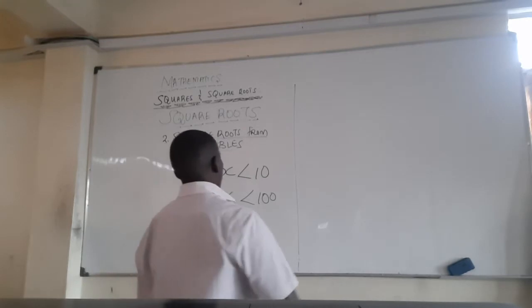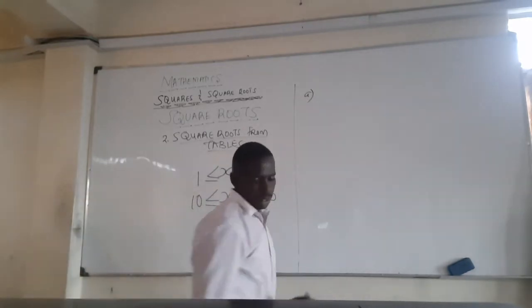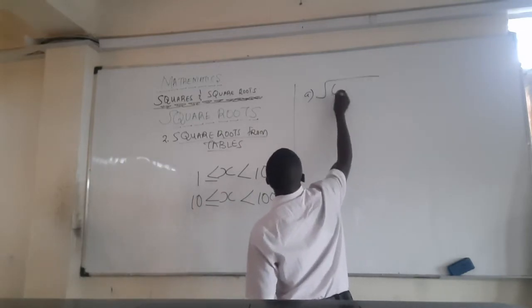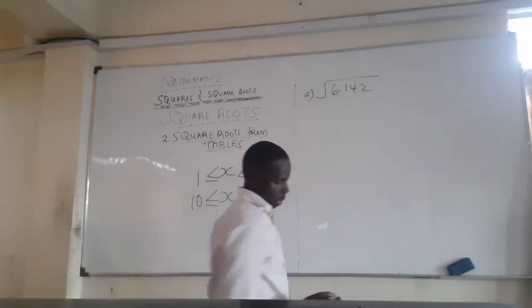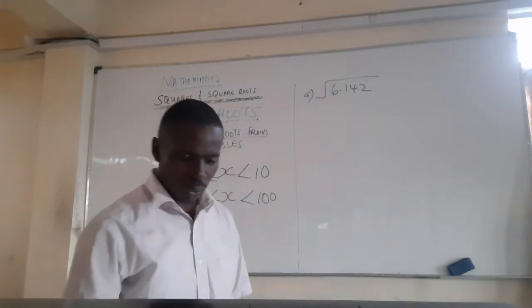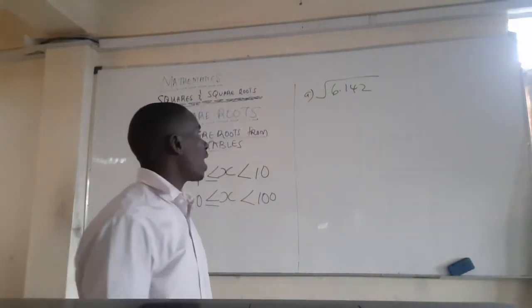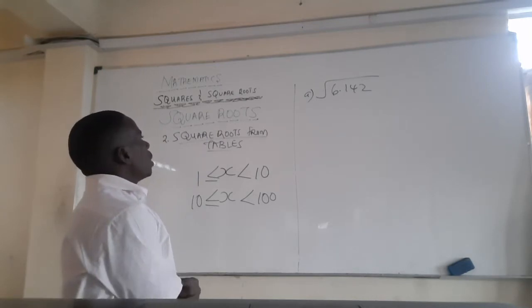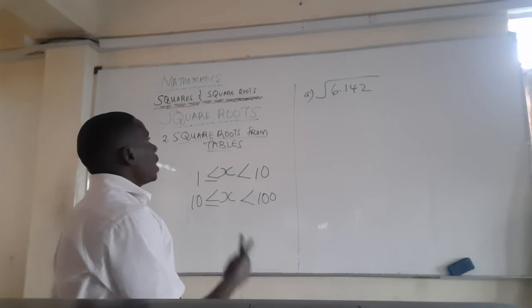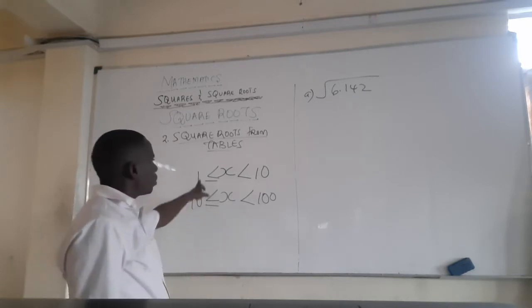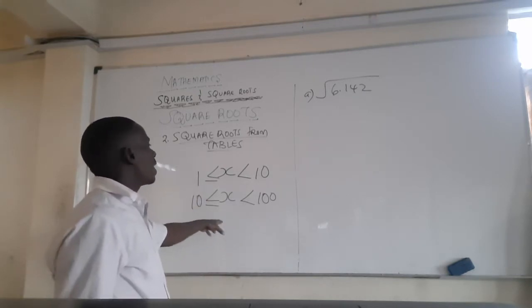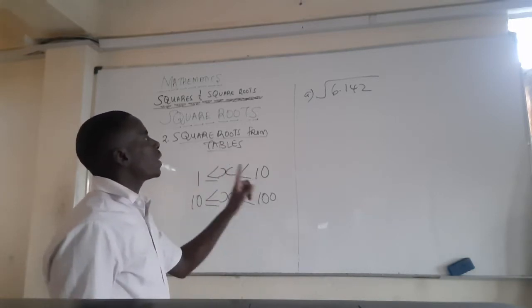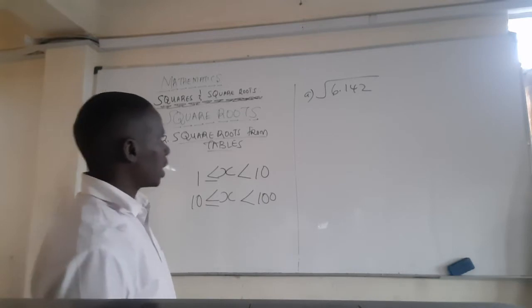We have example 1 here, which is the square root of 6.142. We want to get the square root of 6.142. The first thing we need to ask ourselves is, where does this number fall? Is it in the first table or the second table? Of course, it is between 1 and 10, so we are going to use the first table to look at the square root of that number.